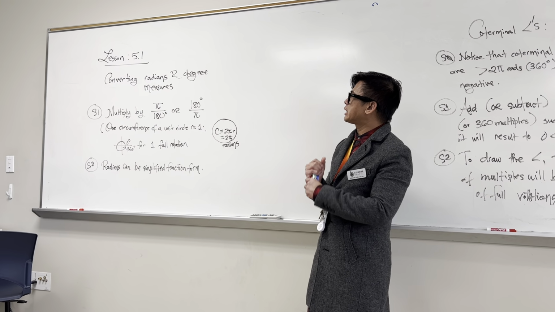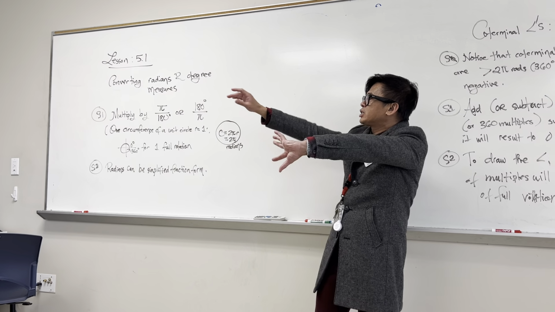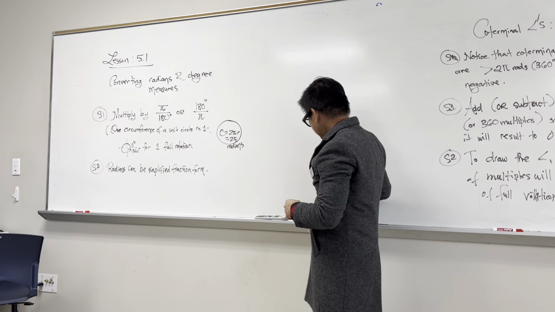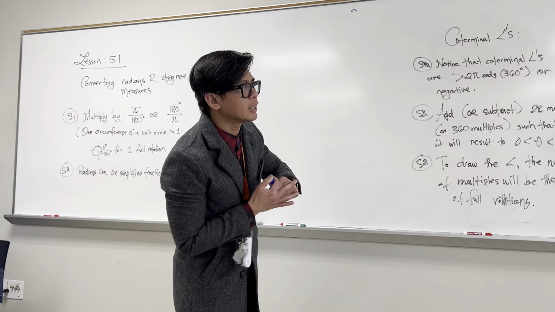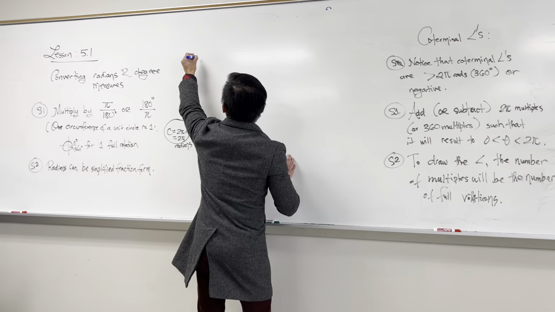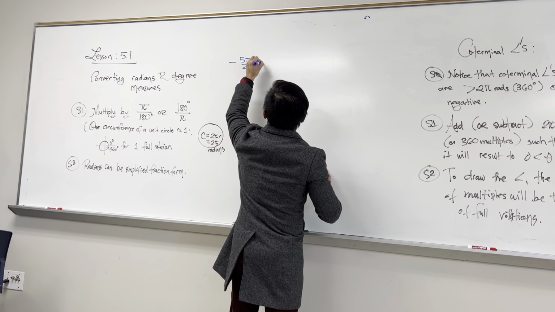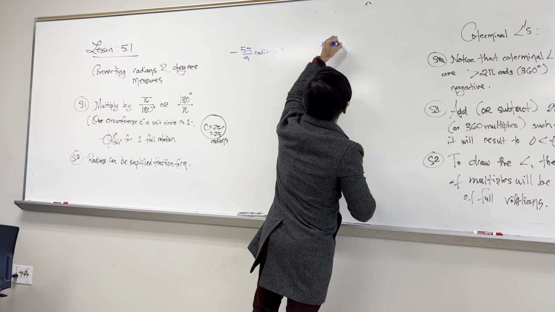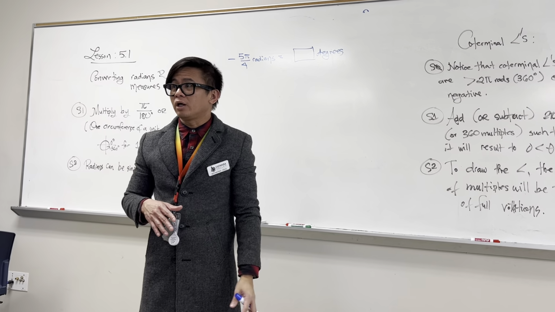How to convert angle measures from radians to degree measure. So let us have our given in here first. The following. Okay, so it says negative 5 pi over 4.